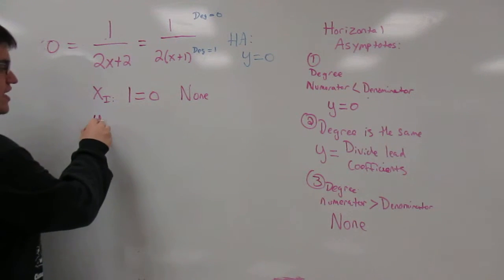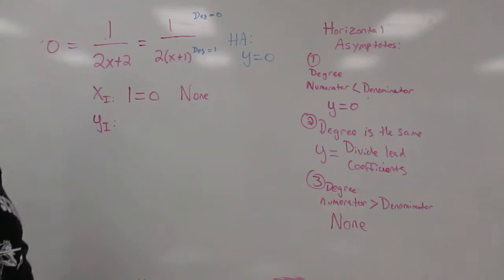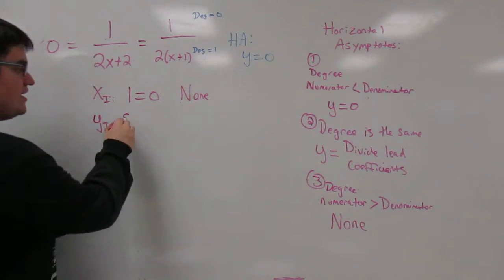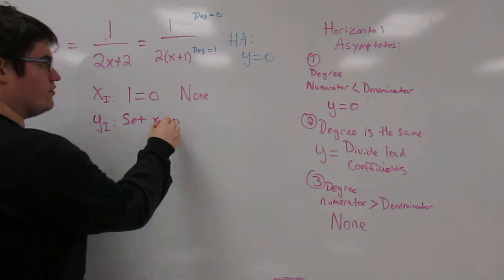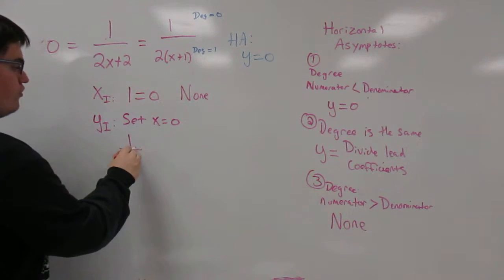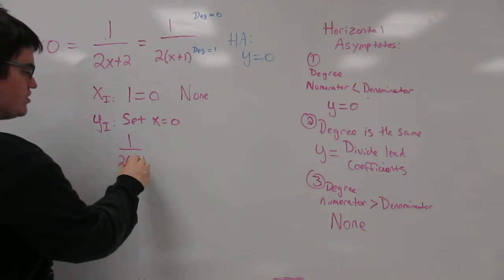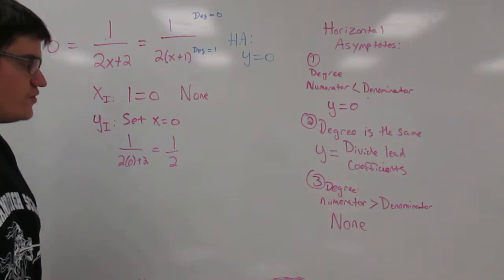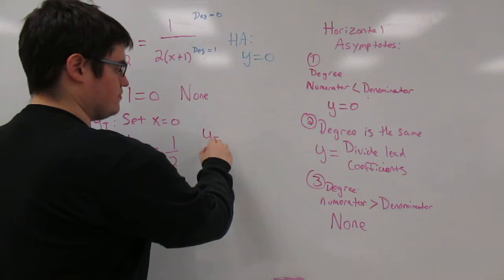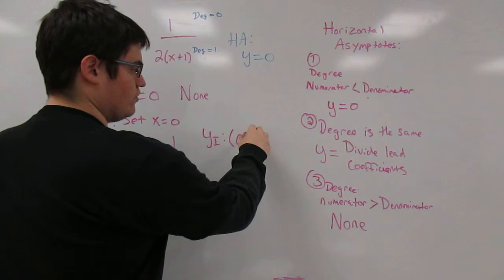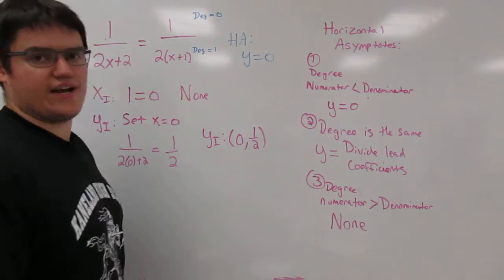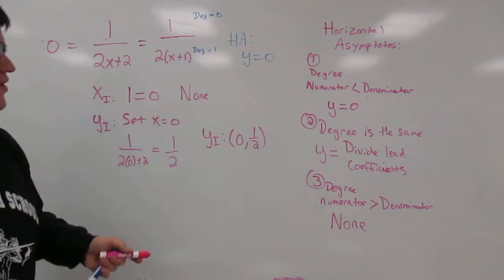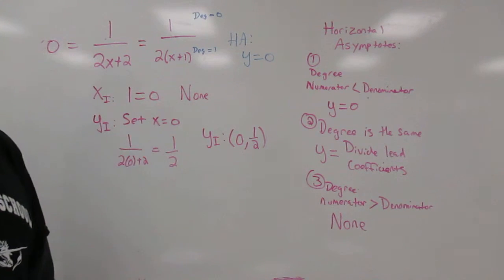For our y-intercepts, okay, well, we remember for y-intercepts, x just equals 0. So we're just going to set x equal to 0. Now I'm going to have 1 over 2 times 0 plus 2. That equals 1 over 2, since 0 plus 2 is 2. So my y-intercept, x was 0, y was 1/2. Okay. So I had a horizontal asymptote at y equals 0, no x-intercepts, and a y-intercept of 1/2.